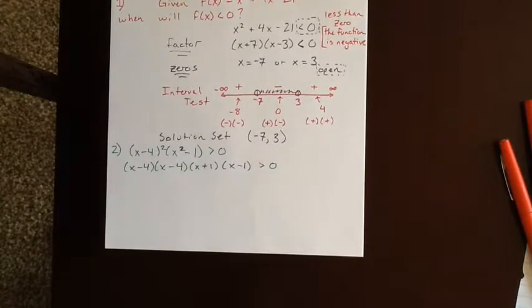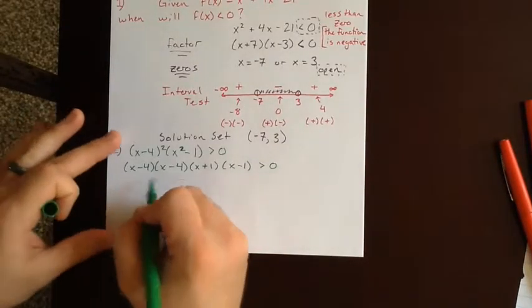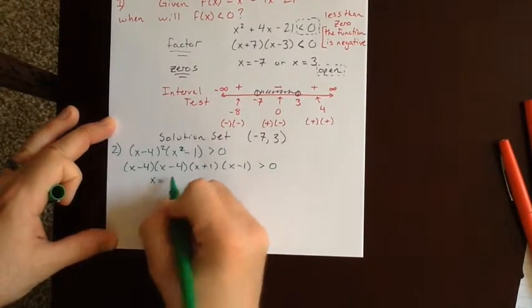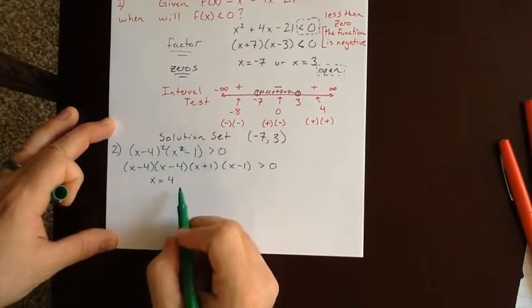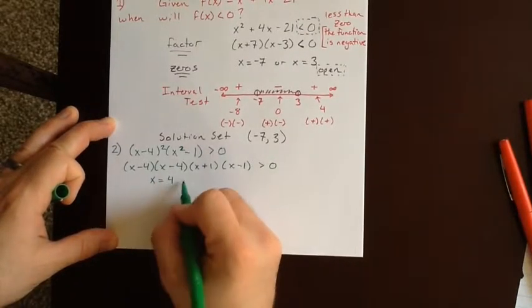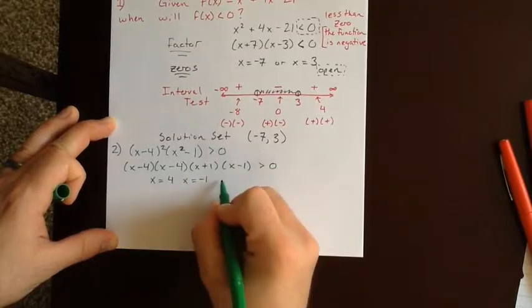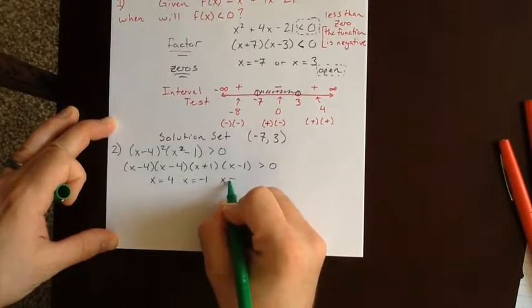Okay, so we factored, now we would identify the zeros. So we would have positive 4, negative 1, and positive 1.